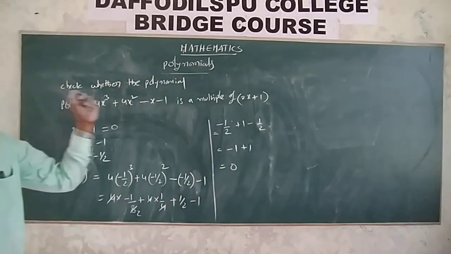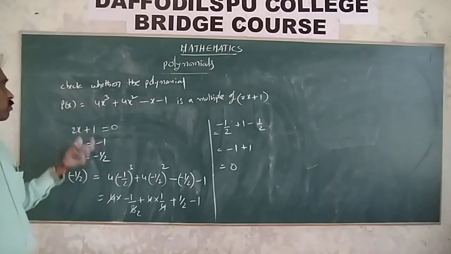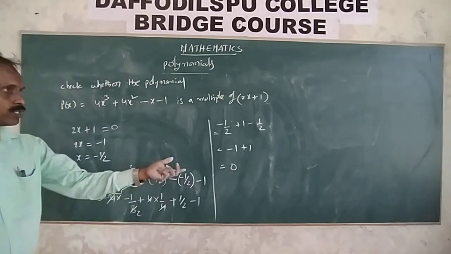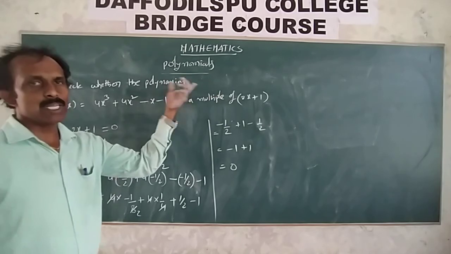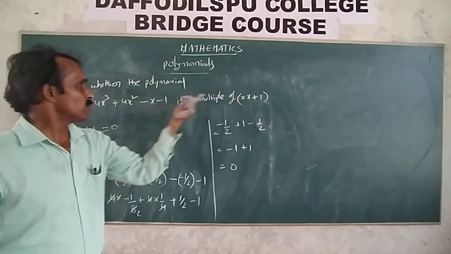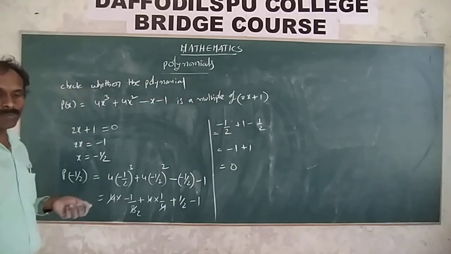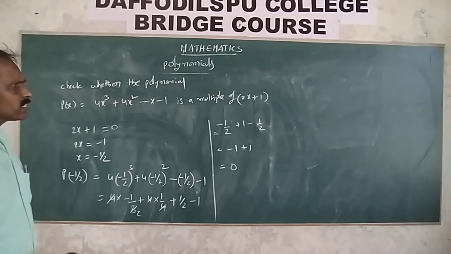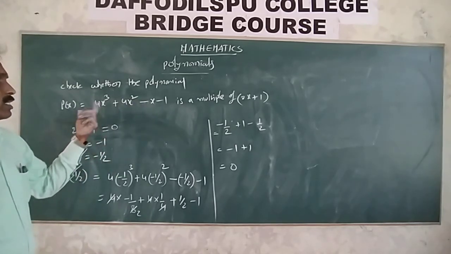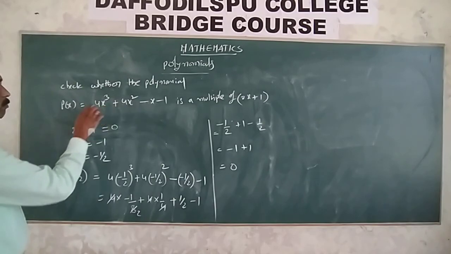So finally, if you take x value equal to minus 1 by 2, the polynomial value is equal to 0. Then it is called a multiple of this one. 2x plus 1 is a multiple, by using the remainder theorem. We can find that it is a multiple of the polynomial.